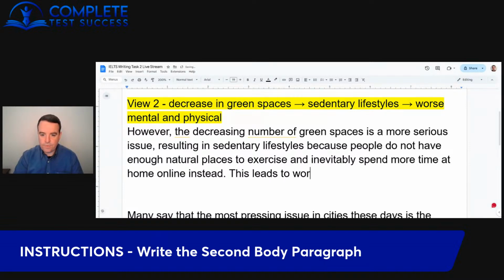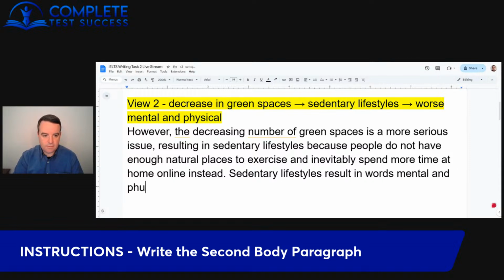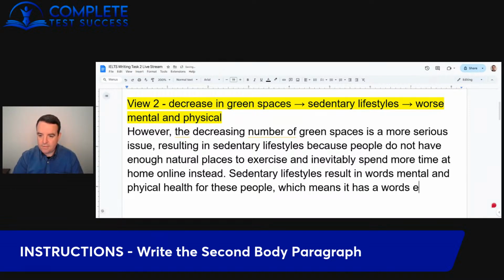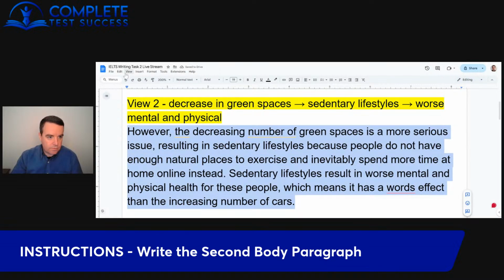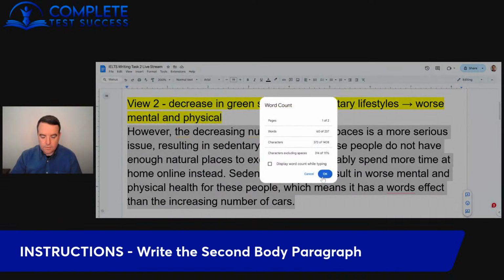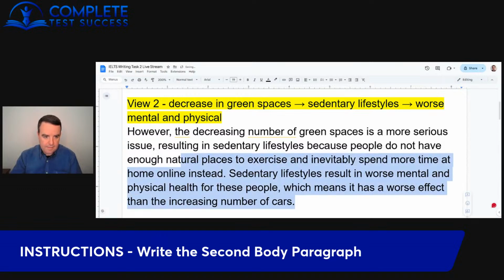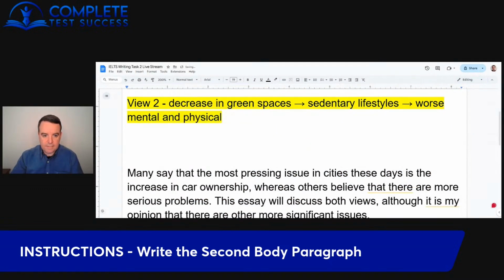This leads to worse mental or sedentary lifestyles result in worse mental and physical health for these people, which means it has a worse effect than the increasing number of cars. Okay, so that's that paragraph done. Let me have a quick look there. There's a spelling mistake here. Word count, 60 words, a little bit short, but for the sake of our lesson today, we'll leave it off, but ideally you would write about 70.